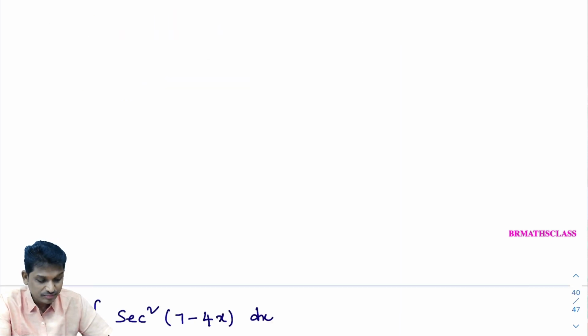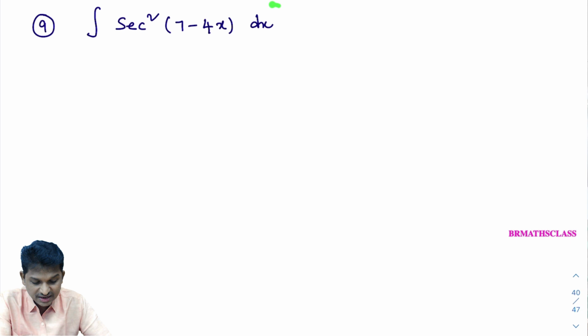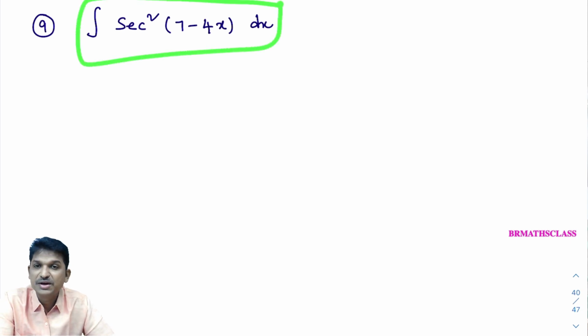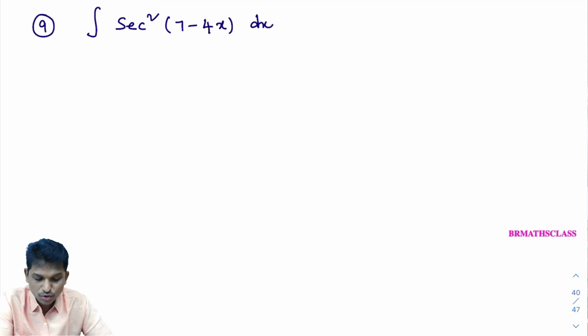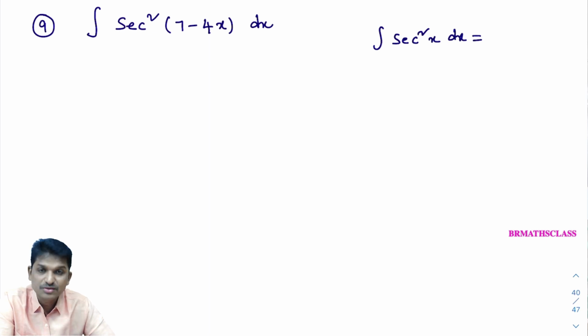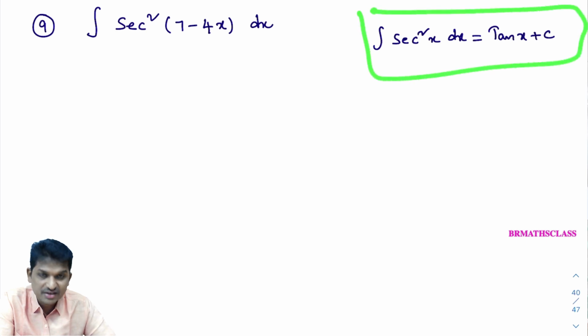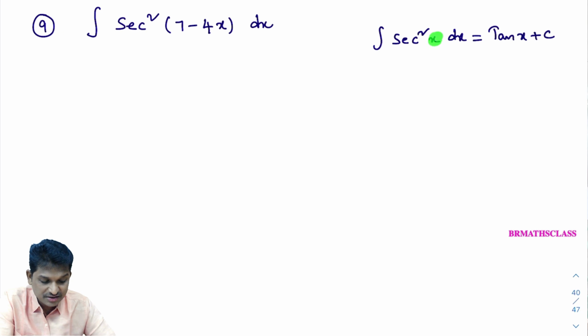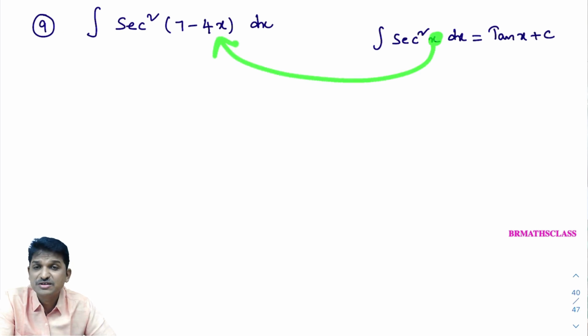Okay, good. Now, you observe this one, integral of secant square 7 minus 4x dx. What do you think? Any direct formula is there? No direct formula. Whatever the formulas you learned in those 19 formulas, this formula is there. Integral of secant square x dx. What is integral of secant square x dx? We know that integral of secant square x dx is tan x plus c. Now, in this formula, in place of x, here what is present? ax plus b is present.